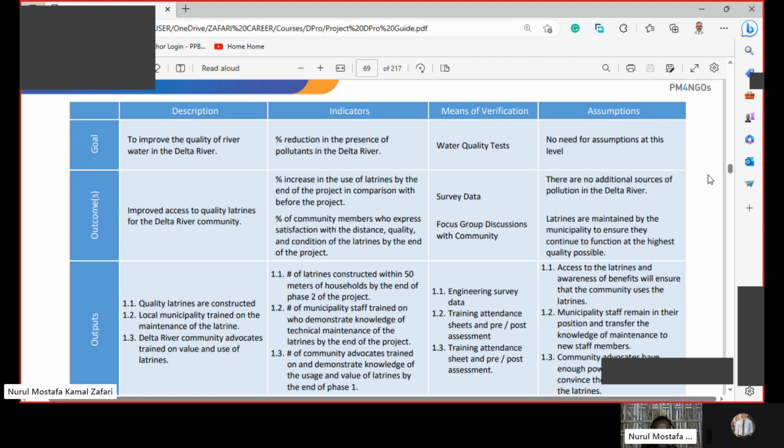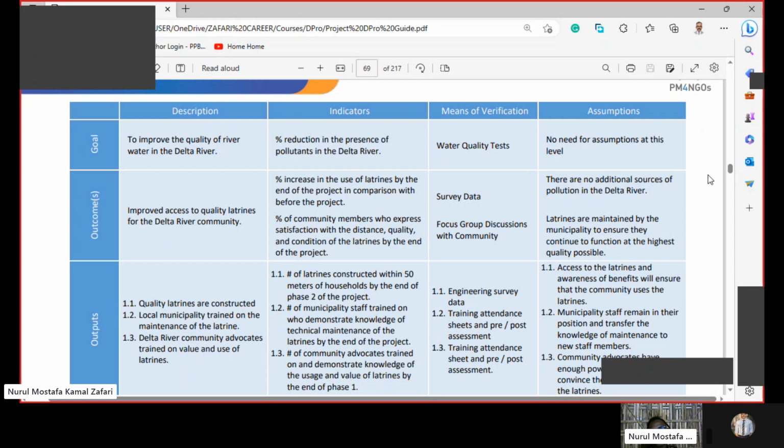How can we verify this data? Survey data, focus group discussion. What are the assumptions? There are no additional sources of pollution in the Delta River. And the latrines are maintained by the municipality to ensure they continue to function at the highest quality possible. If these two assumptions hold true, then we can achieve the goal.